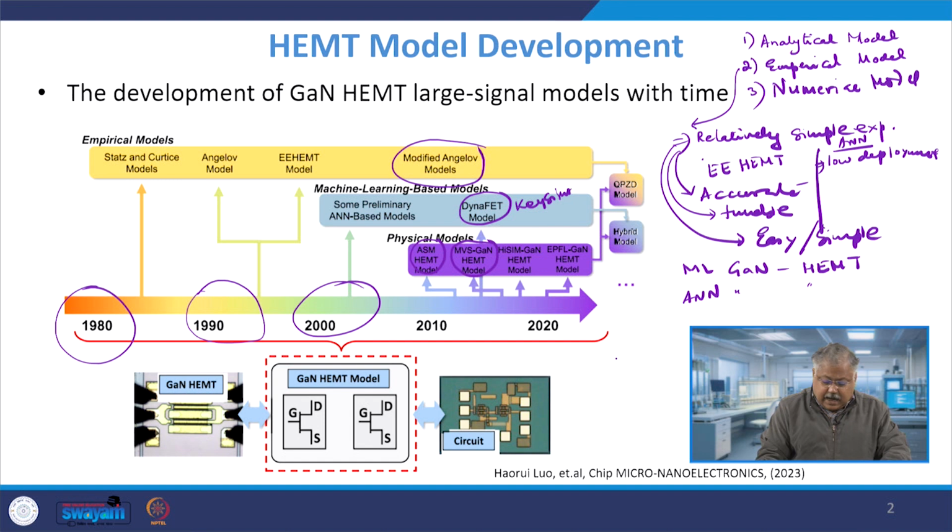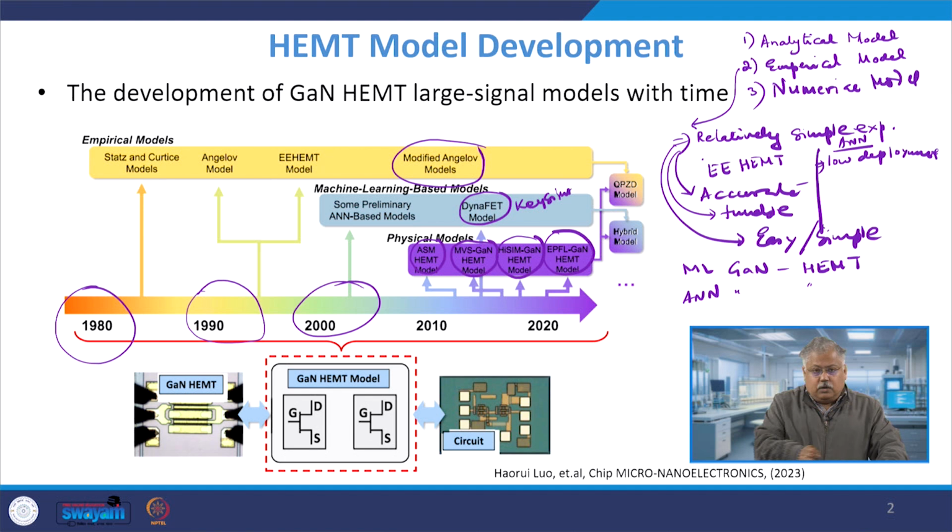And then we had the HiSIM model, which is the Hiroshima University STARC IGFET model. IGFET is insulated gate field effect transistor. So this was the HiSIM model which was developed. These are all high power models which came up. Then the EPFL model of gallium nitride based HEMT devices also came into the picture. And these all happened between 2010 and 2020, 21, 22.